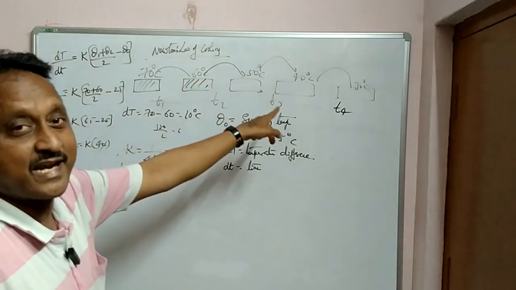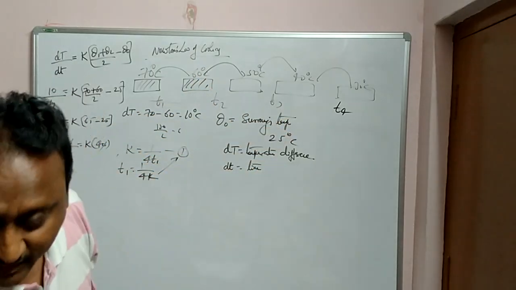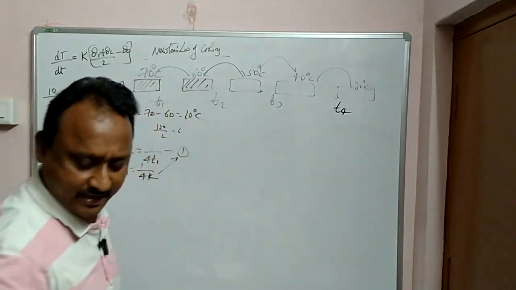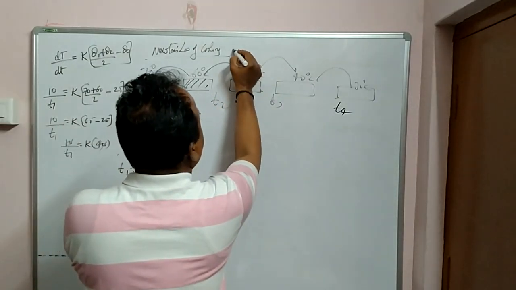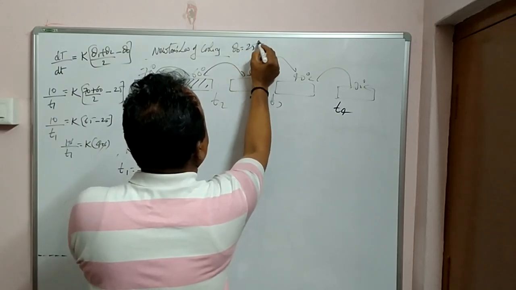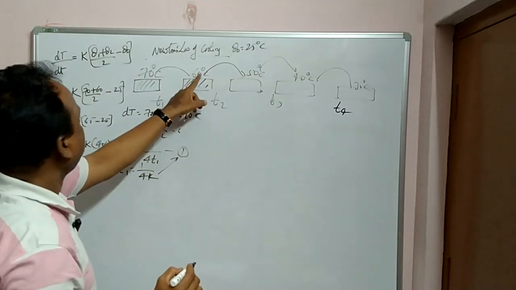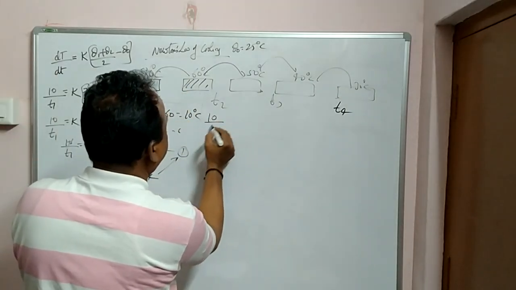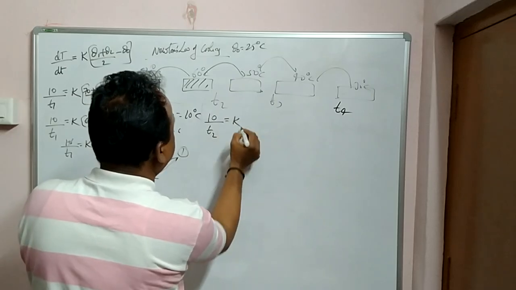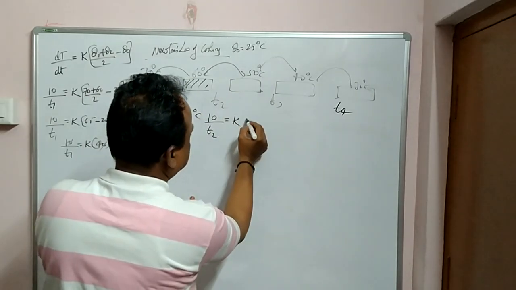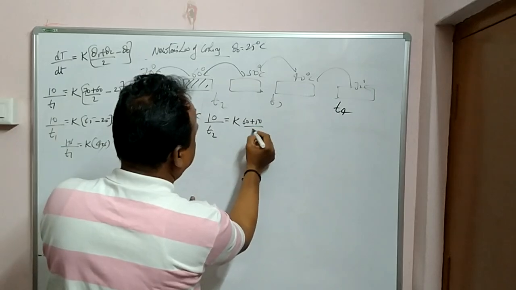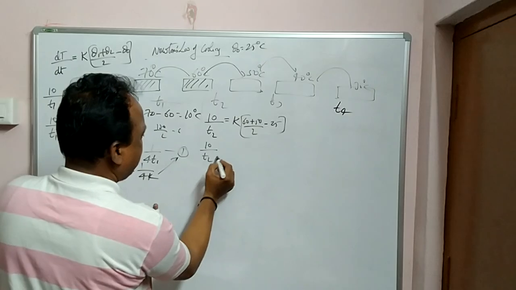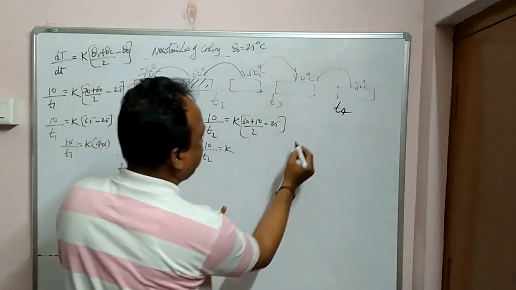Now in the same way, apply for the second case. Let us see what happens. What did I say the surrounding temperature was? θ0 is 25 degrees centigrade. Same thing here also: 10 by T2 is equal to k into (60 plus 50) by 2 minus 25. So 10 by T2 is equal to k into 110 by 2.